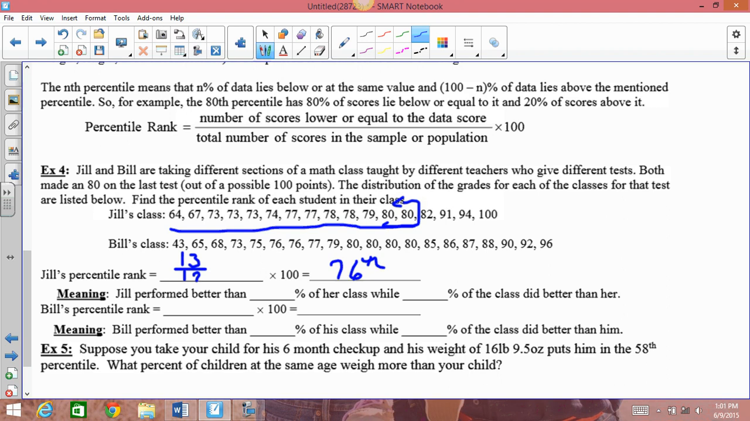Important. What does this mean? Jill performed better than 76% of her class, while 100 minus 76, 24%, did better than her.